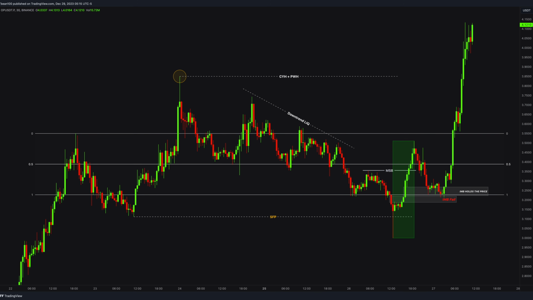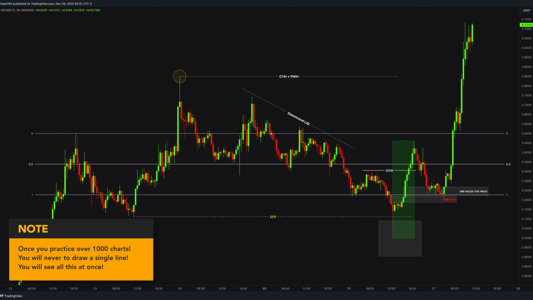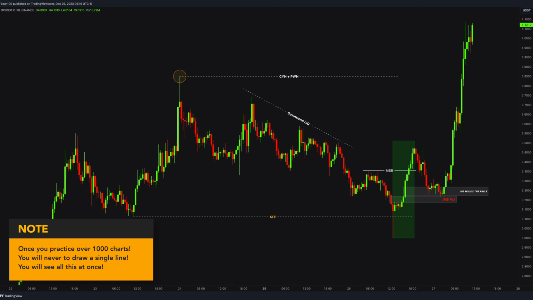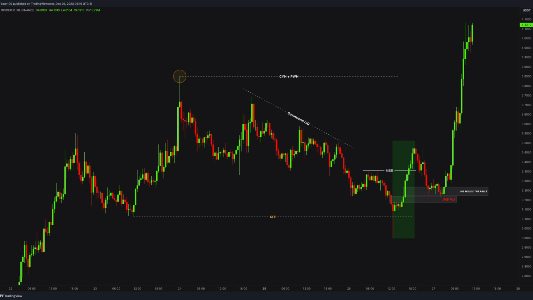Actually, if you apply your range tool, you can notice the very obvious range with manipulation and deviation below. And believe me, I drew none of this. I just see all this because I practiced this kind of charts a lot in the previous years. I only drew all this for you to see what I see.